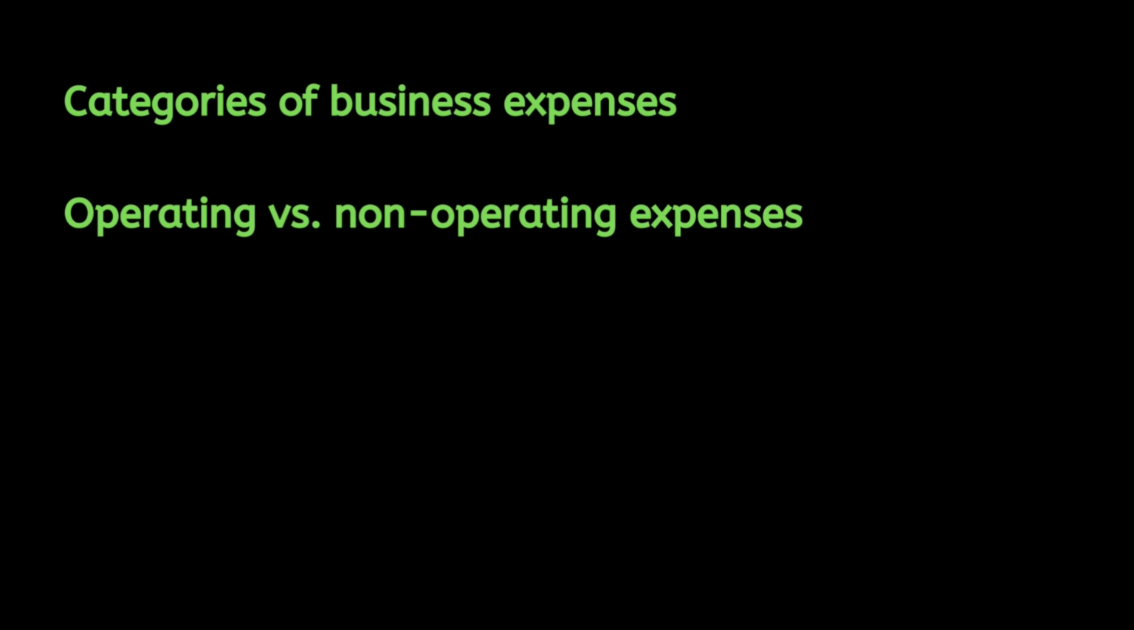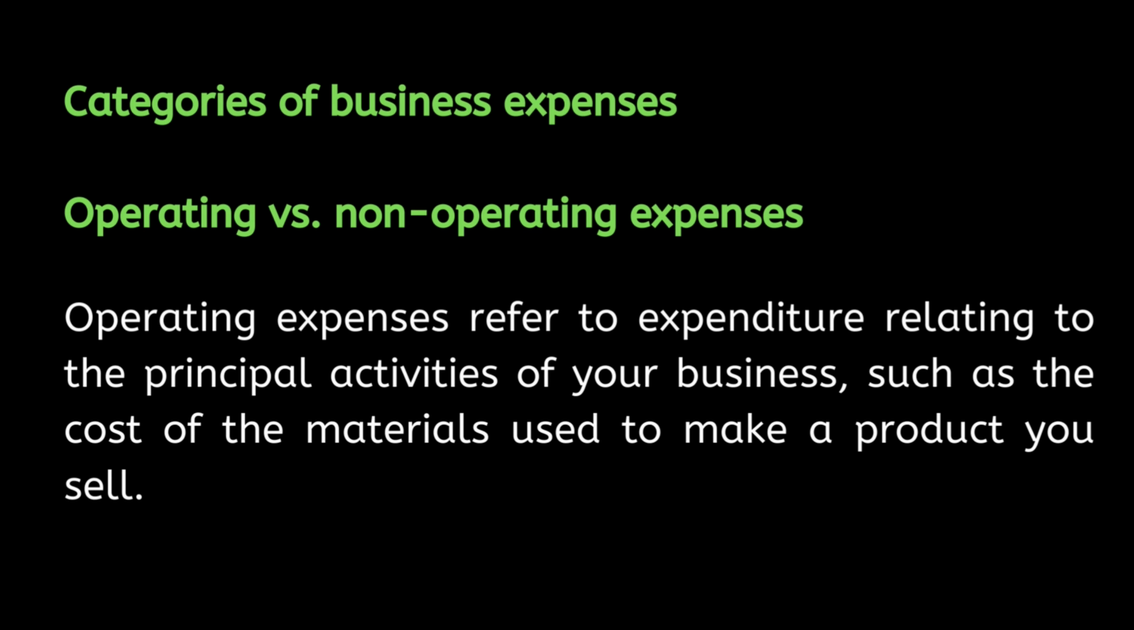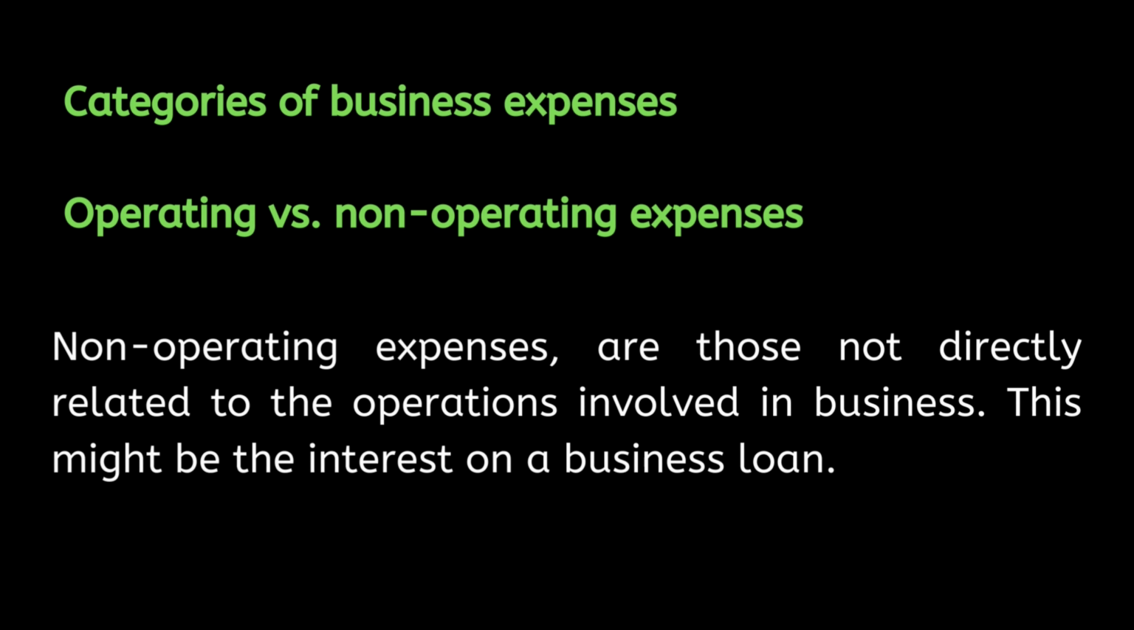Now let's check on categories of business expenses. Operating versus non-operating expenses. Operating expenses refer to expenditure relating to the principal activities of your business, such as the cost of the materials used to make a product you sell. But non-operating expenses are those not directly related to the operations involved in business. This might be the interest on a business loan.